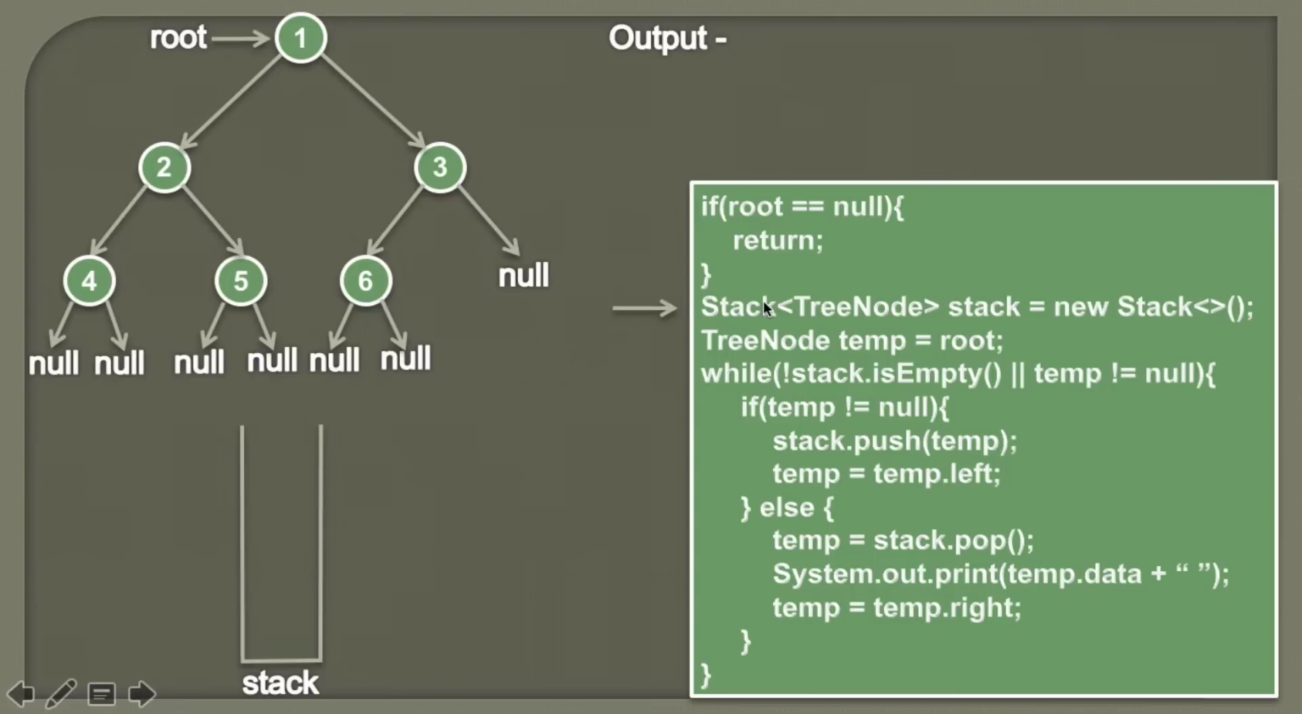Moving ahead. In the next step we create a temporary tree node and we assign the value of root to it. So now temp will point to root. It would look something like this, that is, the temporary node is pointing to root. Moving ahead.